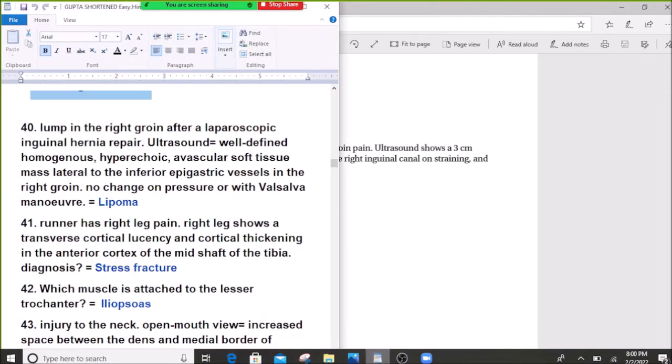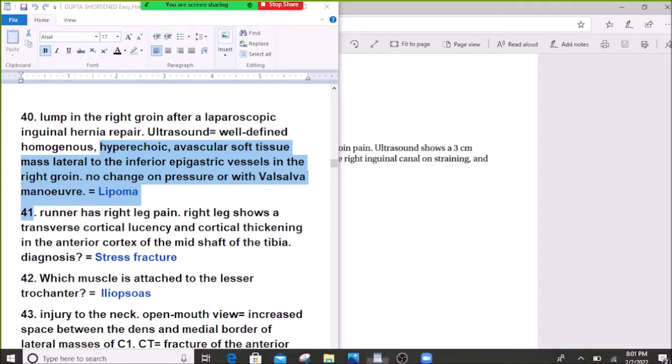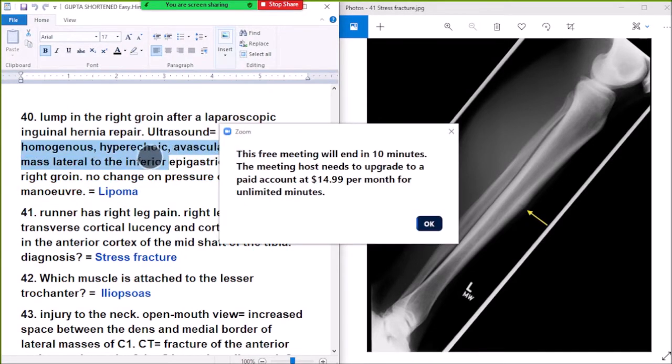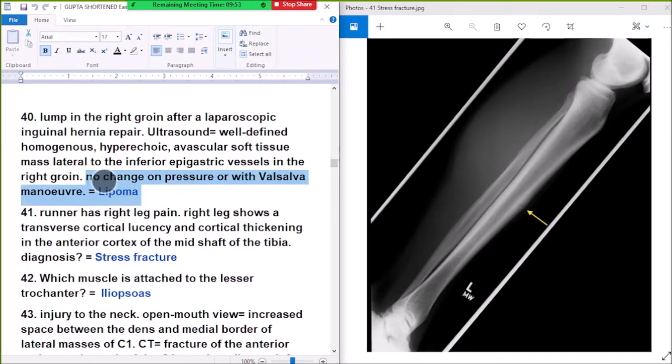Next, question number 40. Lump in the right groin after laparoscopic inguinal hernia repair. Ultrasound shows a well-defined homogeneous hypoechoic avascular soft tissue mass lateral to the inferior epigastric vessel in the right groin. No change on pressure or with Valsalva maneuver. Diagnosed lipoma.